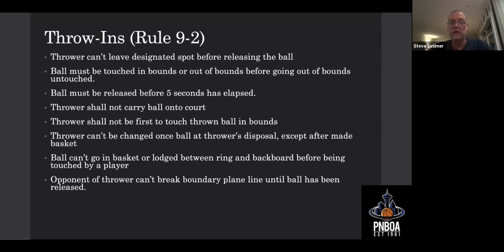And then the opponent of the thrower can't break the boundary plane line until the ball's been released, right? So, we always talk, you can hear about, give them space to put the ball in play. As an official, you'll learn this mechanic about telling the player to be aware of not breaking the plane until the ball is released. Doesn't even have to touch anybody, but just getting his hands through the plane of the end line is not legal until the ball is released.